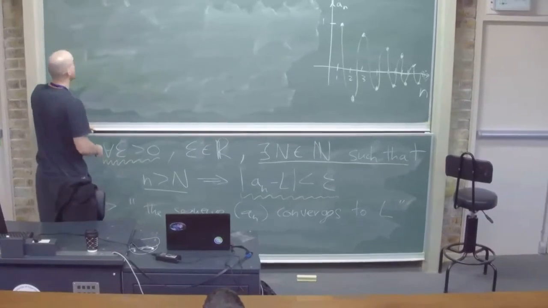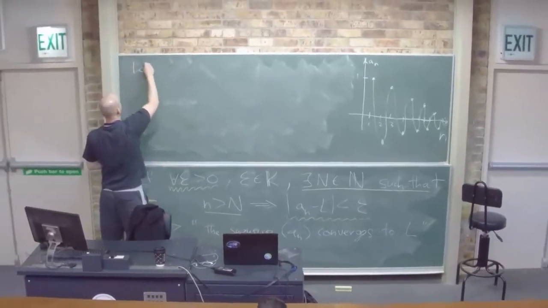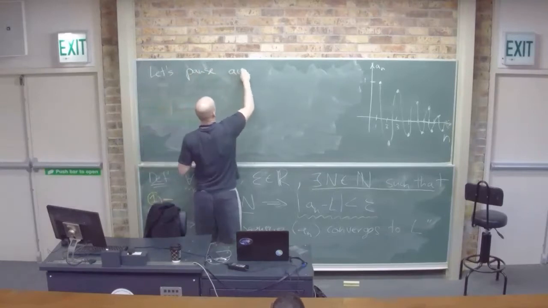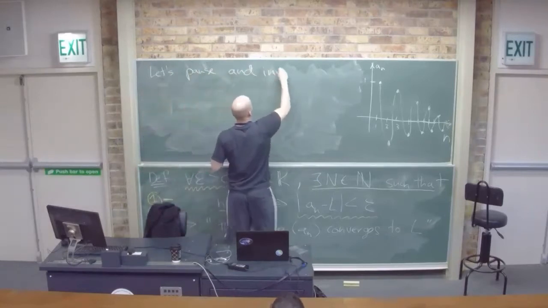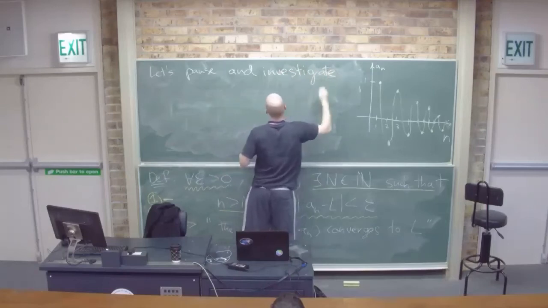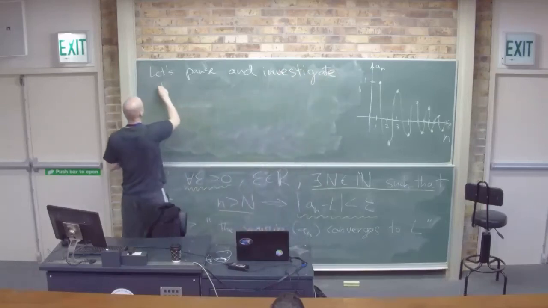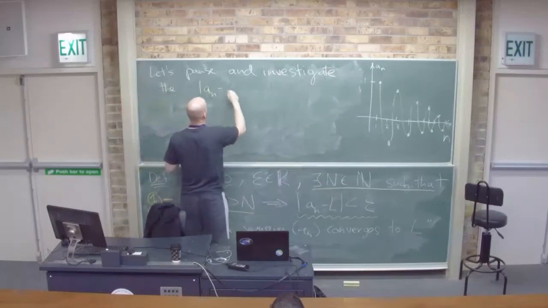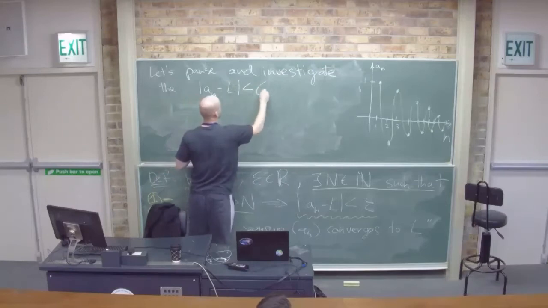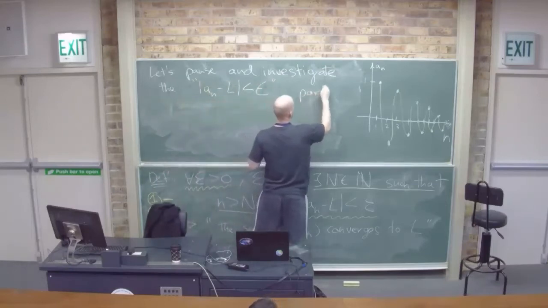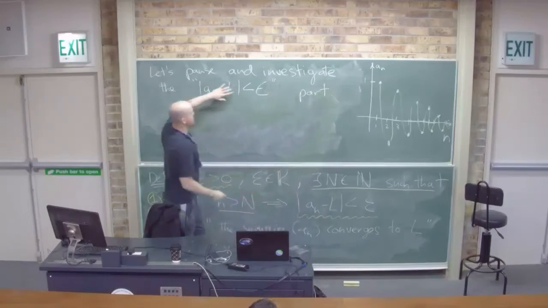So I'll say let's pause and investigate the |a_n - L| < epsilon part. Okay? So we need to just talk about this.